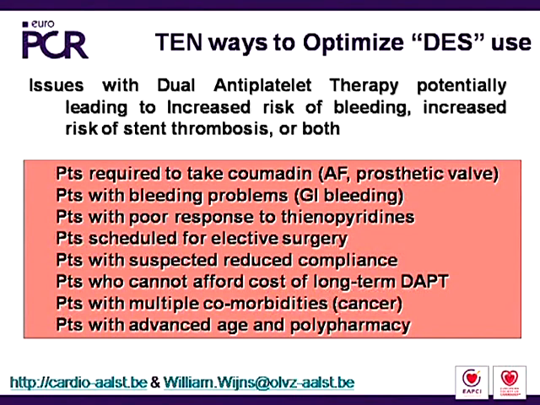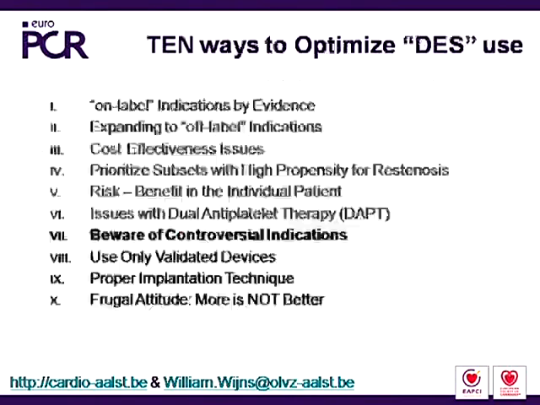Patients who absolutely require Coumadin: AFib, prosthetic valves. Patients who have had repeated bleeds, be it GI or cerebral. Patients who don't respond to thienopyridines. Patients who are scheduled to undergo elective surgery. Patients who are not compliant. Patients who cannot afford the drug. Patients with comorbidities, particularly elderlies, because they are likely to need diagnostic or therapeutic procedures, and perhaps patients with advanced age and polypharmacy. In all these patients, you should worry about the consequences of implanting a DES, that is to say, long-term dual antiplatelet therapy.